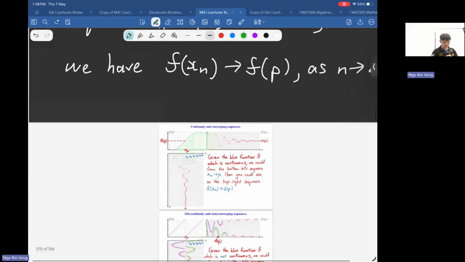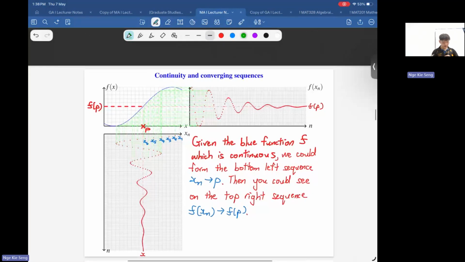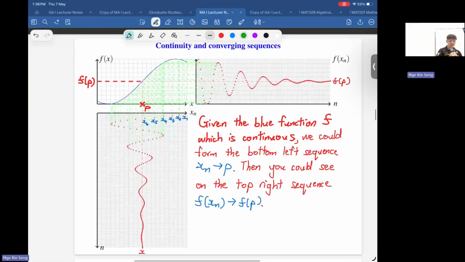Maybe some pictures for you to see. So what do we mean by sequential convergence here? This is one kind of example. You look at this function here, and this is your function. Then maybe you pick some sequence x_n, maybe like this. You take one point here, one point here, one point here, and then you converge to this point, where x is p.